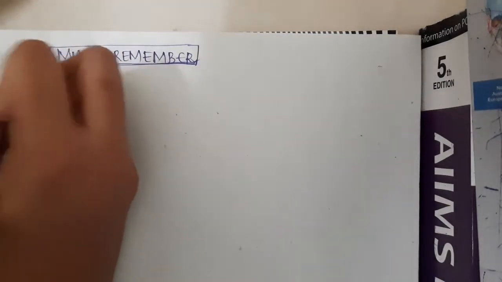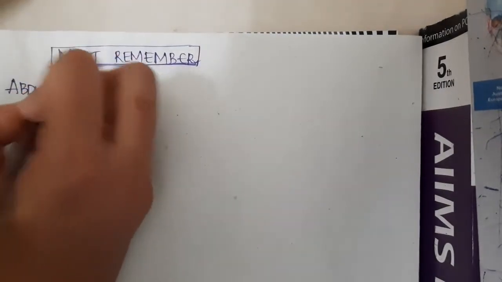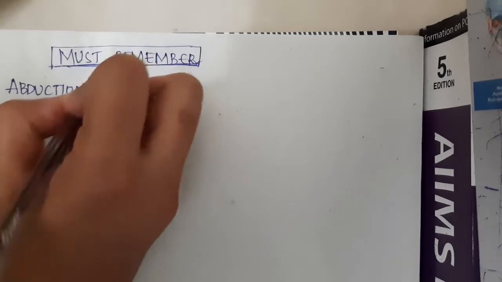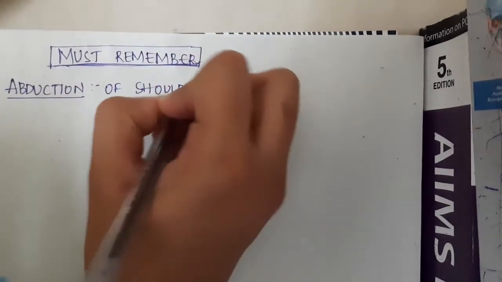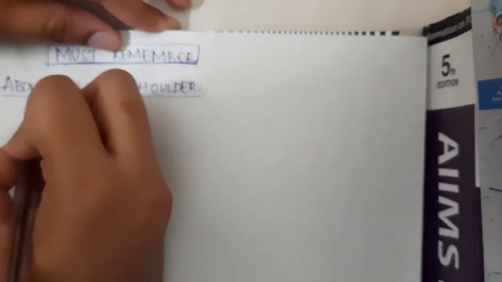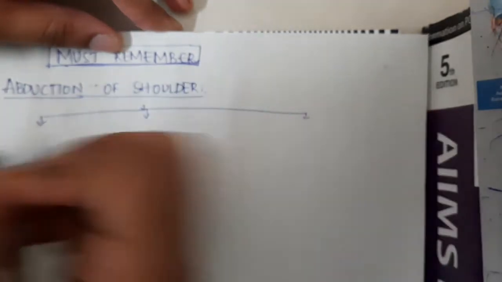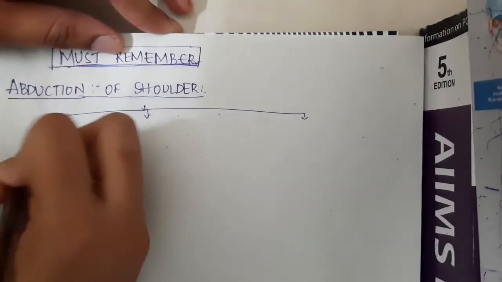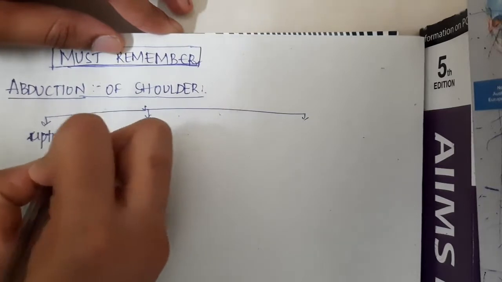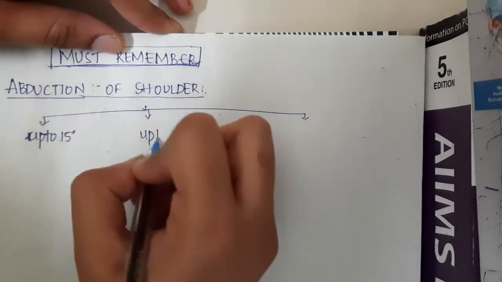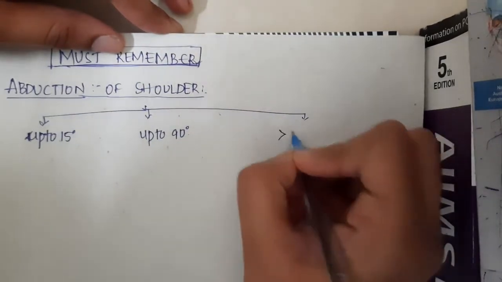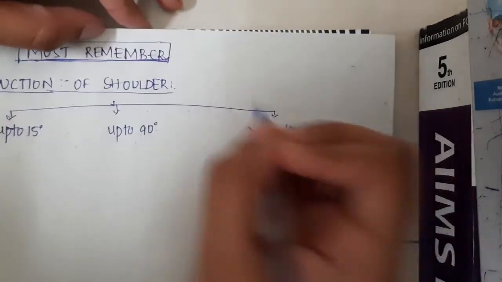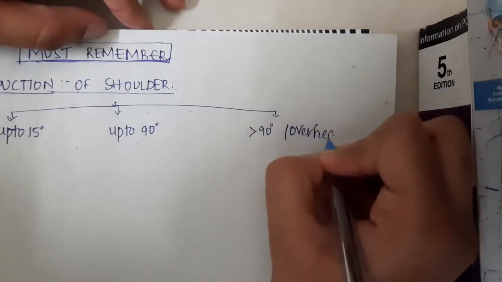So one thing which is important in anatomy is abduction of the shoulder. This is one of the important questions which has come many times. This abduction of the shoulder can be divided into three types: abduction up to 15 degrees, abduction up to 90 degrees, and abduction over 90 degrees. This more than 90 degrees is called overhead abduction.